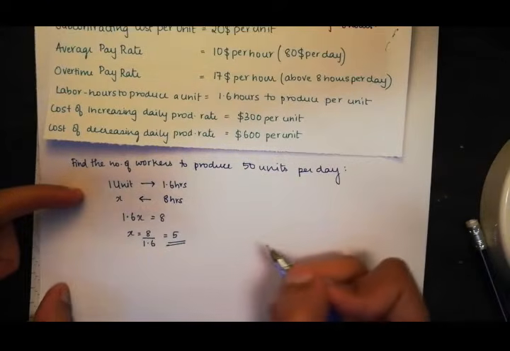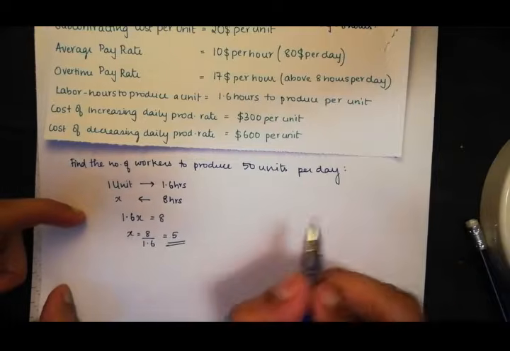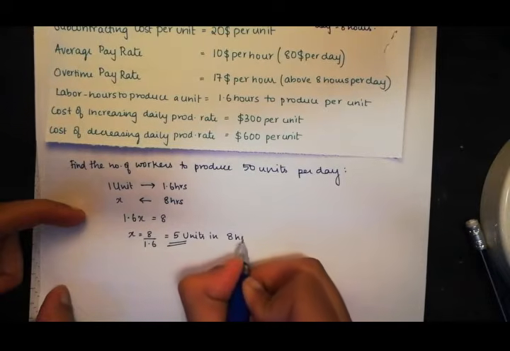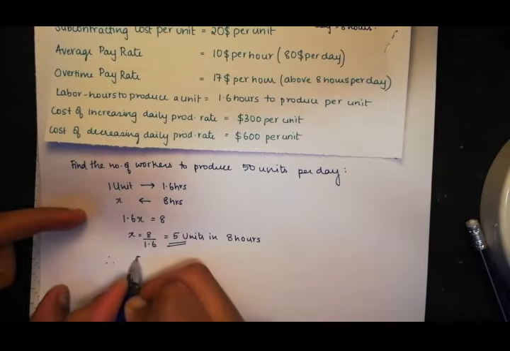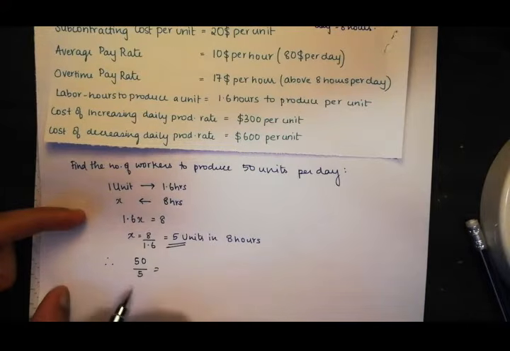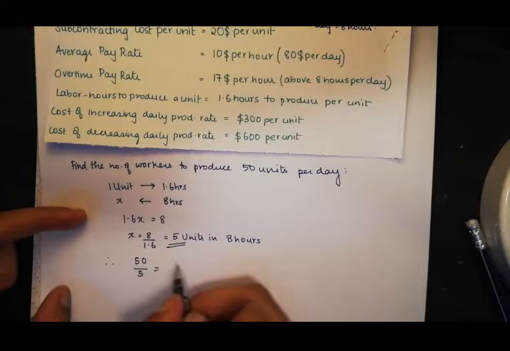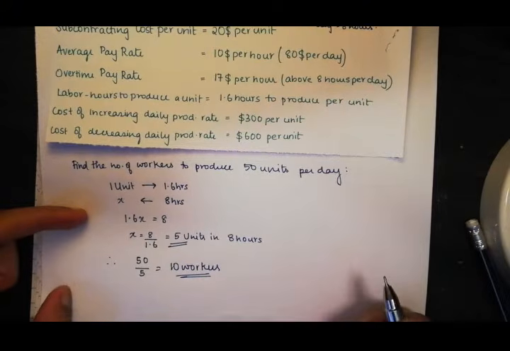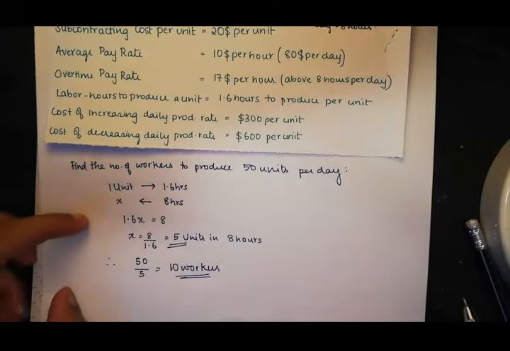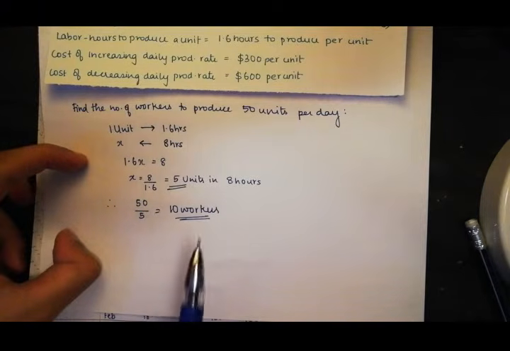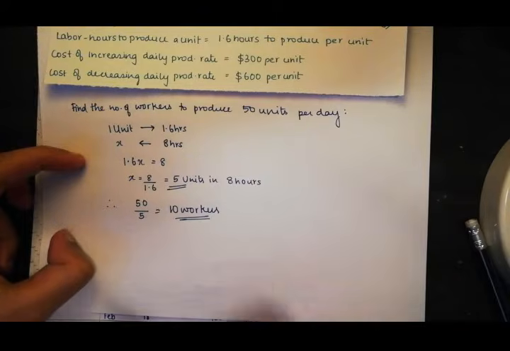And we need to say 50 units per day, right? So we have 50 units per day, and we have 5 units in 8 hours. Therefore, 50 divided by 5, with 50 units in total and 5 units per worker in a day. If you divide that, that's going to be our number of workers. So we just found the number of workers, and basically we finished off our plan 1. We found the constant workforce at a level to meet the average demand, and that's going to be 10 workers. And now we're going to proceed into the cost of plan 1.